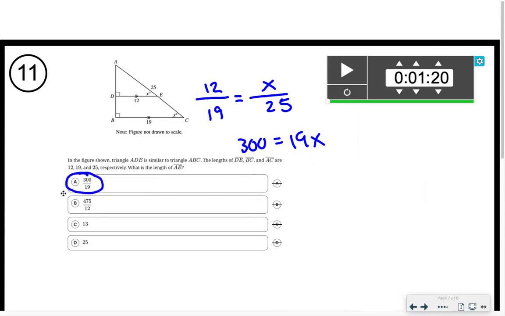Always keep an eye on your answers, because even just the act of doing 300 divided by 19, getting that decimal, and then looking for the answer and thinking, oh man, why did I waste that time? Even just that thought is wasting time. So keep an eye on your answers, it helps you make decisions. If they were all decimals, then I would have just done the whole thing in my calculator.